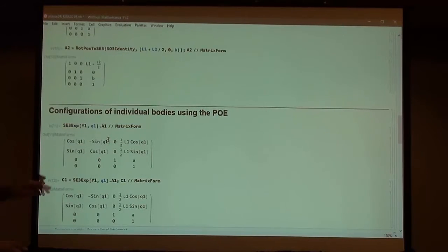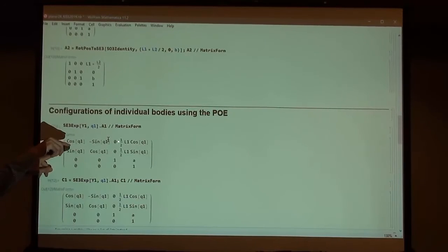Then we say that it's a function which is called SE3x. So this is just the exponential on SE3. So you have two arguments. One is the screw coordinate vector, y1, and the joint variable that we have there. In our case, we just call it Q1. This is the first angle. Okay, and then this is what you get. And the question is, is it correct?